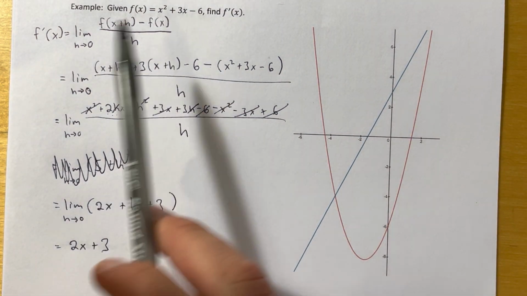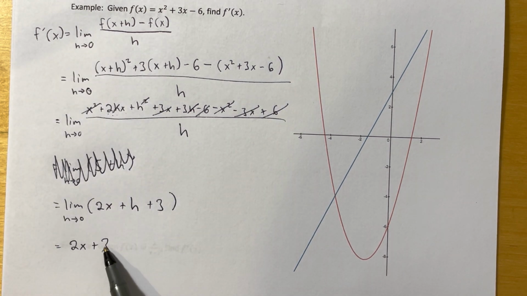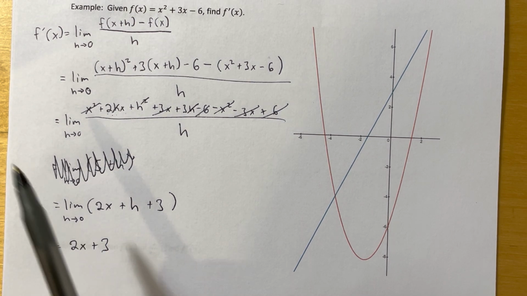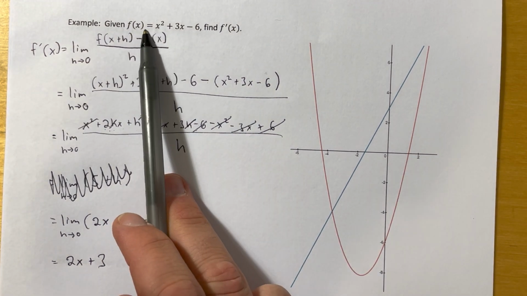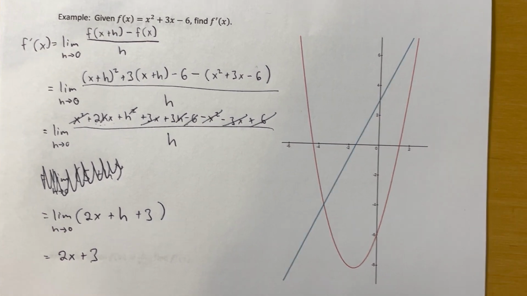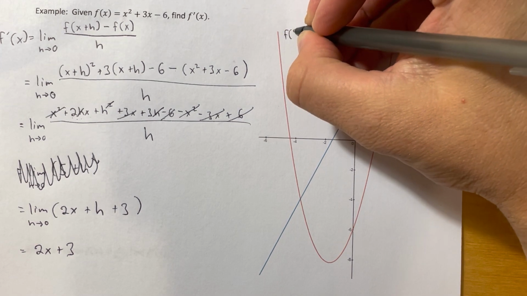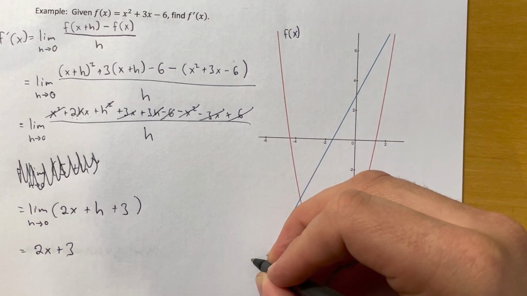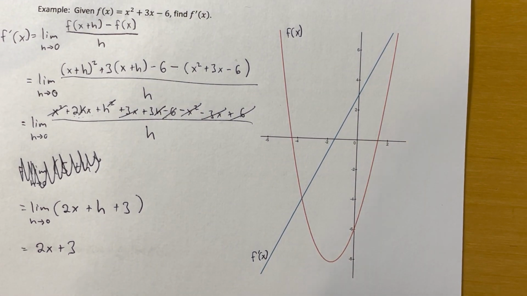So as expected, because we're not plugging a specific number in here, we're leaving it in terms of x, our end result should be an expression in terms of x. So this is a function in its own right. F prime of x equals 2x plus 3. Compare that to the original function, f of x equals x squared plus 3x minus 6. Over here, I've graphed both of these functions. So the red function is f of x. The blue function is f prime of x. And let's see if we can notice the same relationships as we did on the previous page.